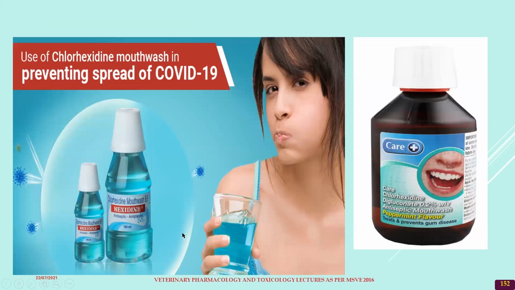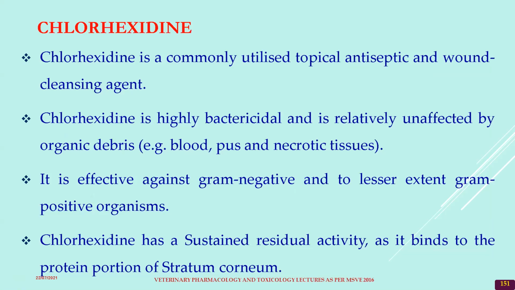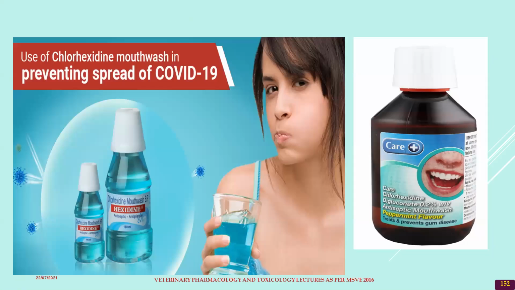So chlorhexidine is one of the very good agents that prevents COVID-19, and it is also contained in mouthwashes or mouth fresheners. So this contains chlorhexidine, then diclofenac, antiseptic mouthwash. So especially mouth ulcers, etc., will heal very fast whenever we use chlorhexidine. One of the very good agents, especially chlorhexidine, is non-toxic, non-staining, with very little residual activity, so it binds to the proteins of the stratum corneum.